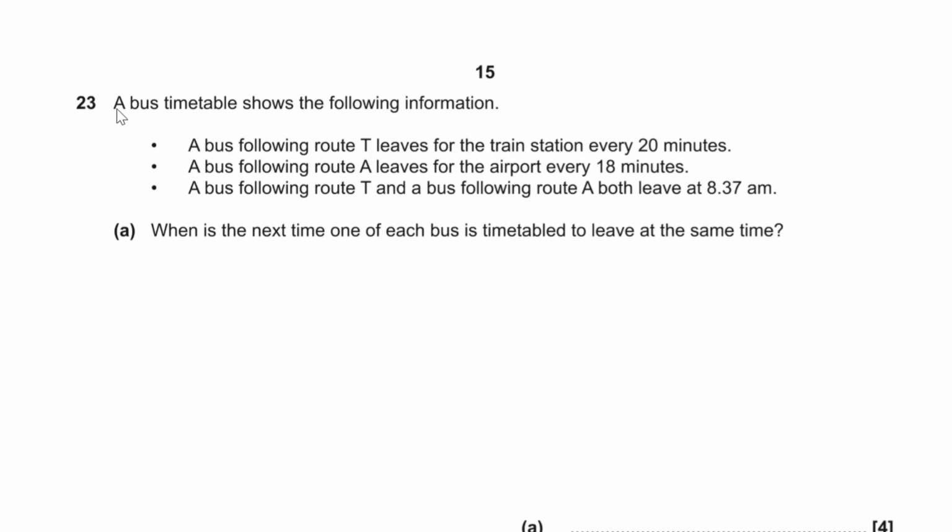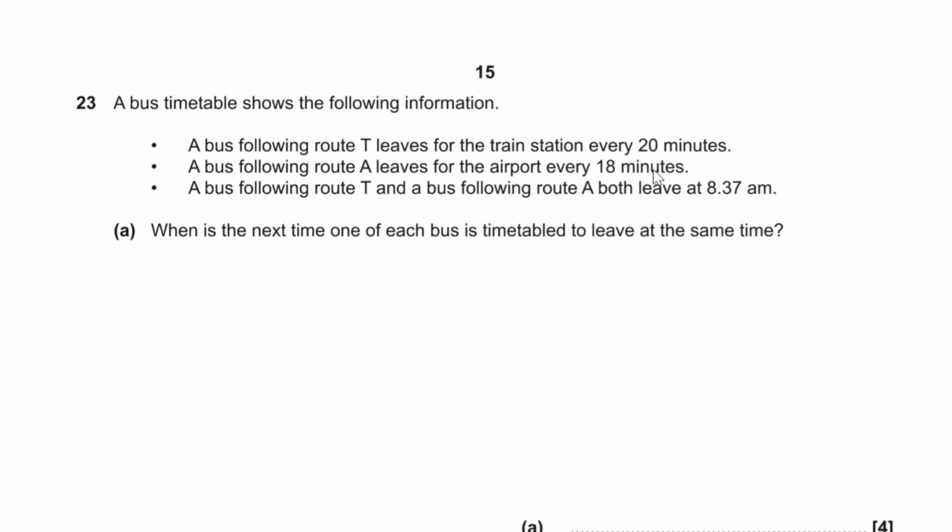Question 23. A bus timetable shows the following information. A bus route leaves T for the train station every 20 minutes. A bus following route A leaves for the airport every 18 minutes. A bus following route T and a bus following route A both leave at 8:37 a.m. When is the next time one of each bus is timetabled to leave at the same time?